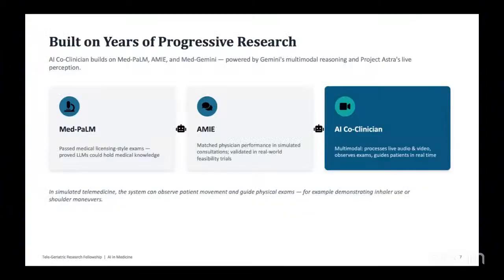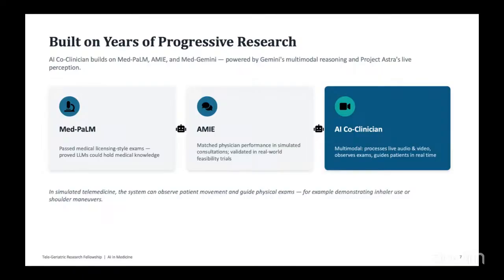So now let's talk about how all of this works. This system didn't appear out of nowhere. It's the product of several years of carefully validated research, and I think the lineage is worth walking through because it shows real scientific rigor rather than a sudden leap. It started with Med-PaLM, the first major proof point, which demonstrated that a large language model could pass medical licensing style exam questions, establishing that these models could actually reason over structured medical knowledge, not just pattern match.